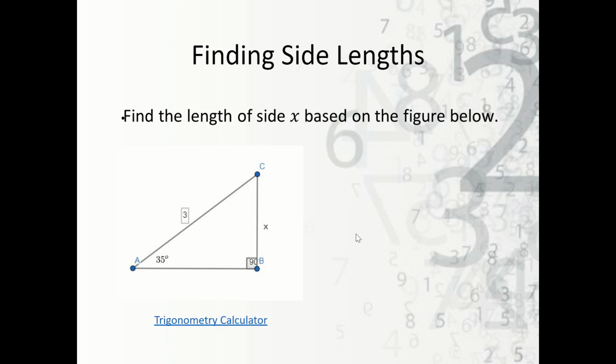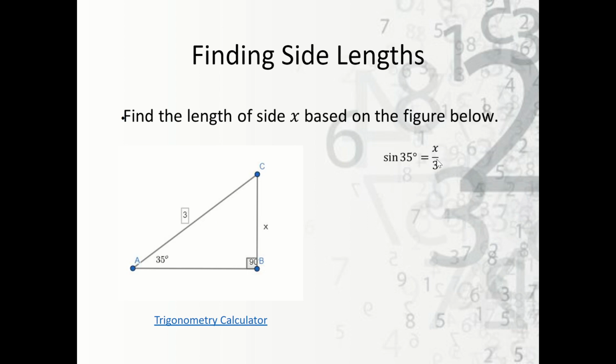Let's look at one more example. So now we have that this is 35 degrees, and we know that this side is x, this side is 3. So we know the opposite, and we know the hypotenuse. So we'll go ahead and set it up. We know that with opposite and hypotenuse, that would be sine. So we're going to say sine of 35 degrees is equal to x over 3.